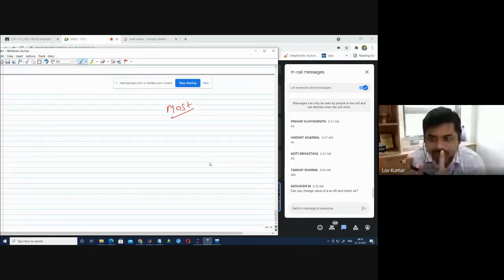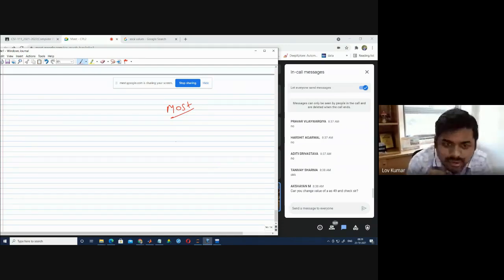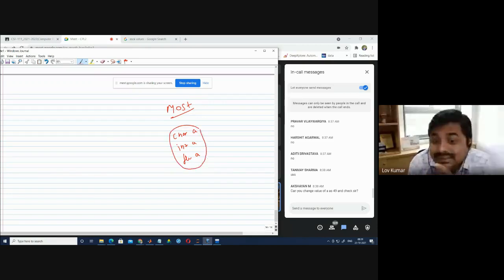I already discussed. There are 2 types of number. One is called the signed number, and the second one is called the unsigned number. Unsigned number is only positive number, and signed number is both positive as well as negative number. Okay. So if you are writing normal character A, or integer A, or float A, it means basically creating the signed number, not the unsigned number.